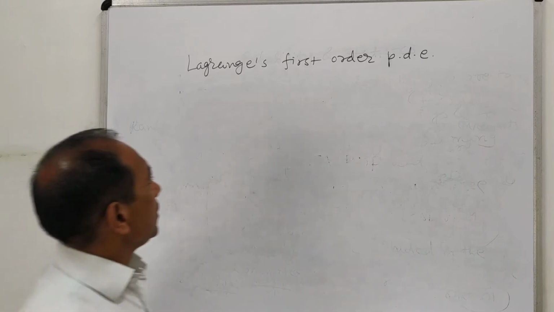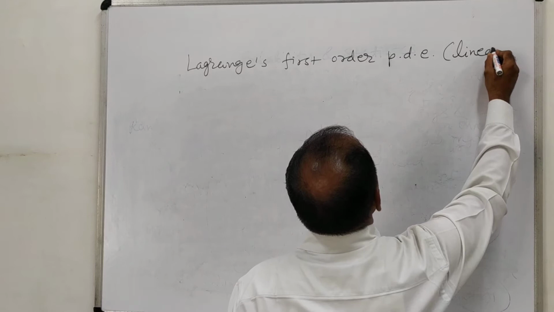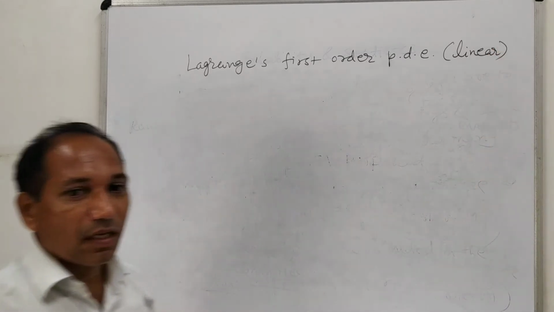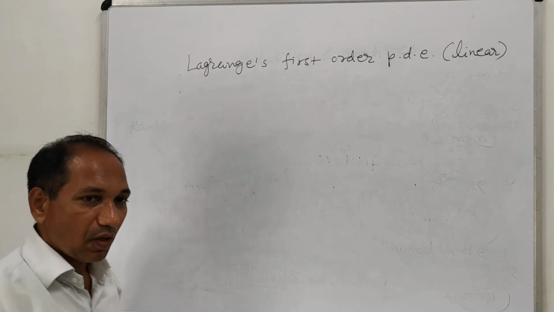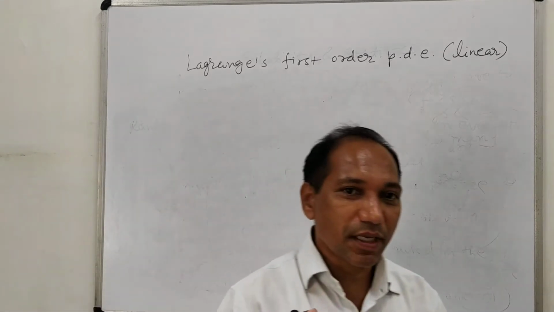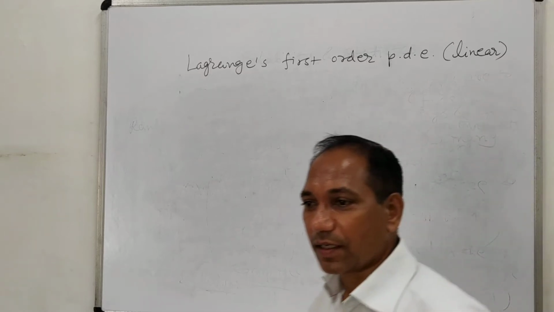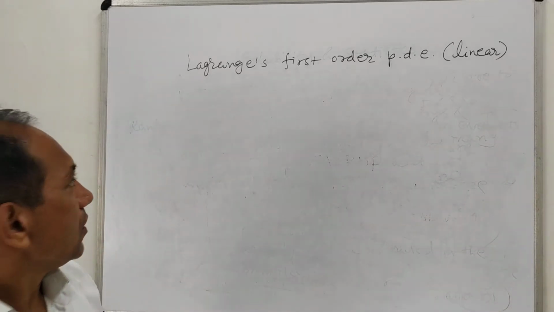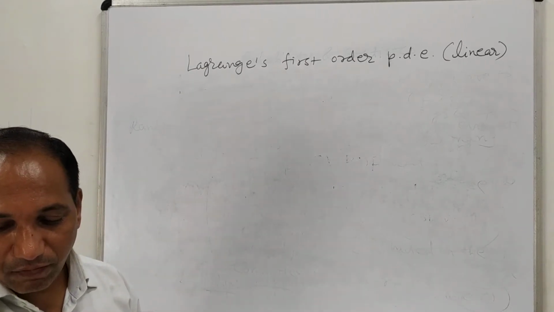And here also, we want to see linear equations. Linear equations means the degree of the derivatives involved in the equation is 1 only. It is not greater than 1. So this is linear partial differential equations of order 1.